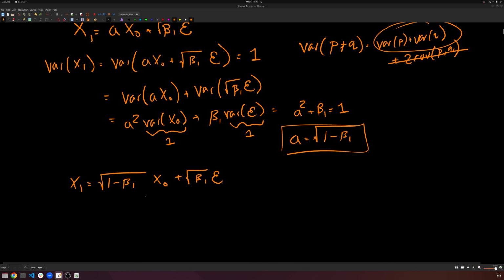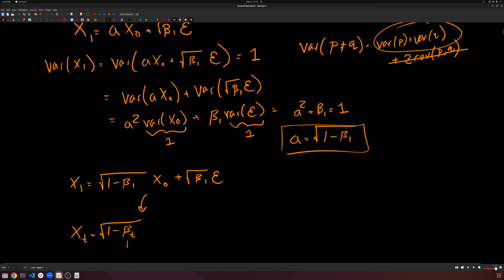That's what we want. Now, more generically, this is for time step 1. We want it for any arbitrary time step. So we can say xt, the tth time step of noising on our image, is equal to the square root of 1 minus beta t, whatever the variance scheduler decided the variance of the current noise we're adding at that time step t, times x t minus 1, the previous time step, plus square root beta t epsilon.